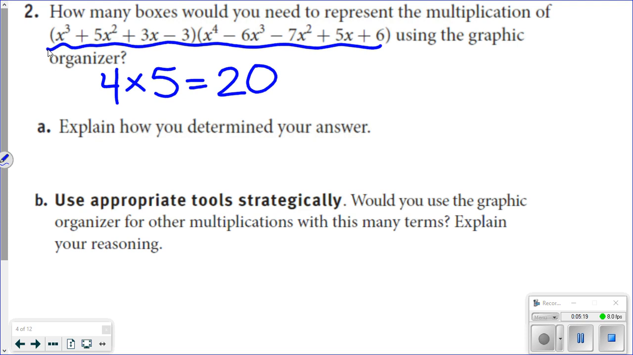And would I continue to use the graphic organizer to multiply with this many terms? I would say no, because my boxes, there's going to be 20 of them, there's going to be a lot of them, it's going to be very large and take up a lot of space on my paper.